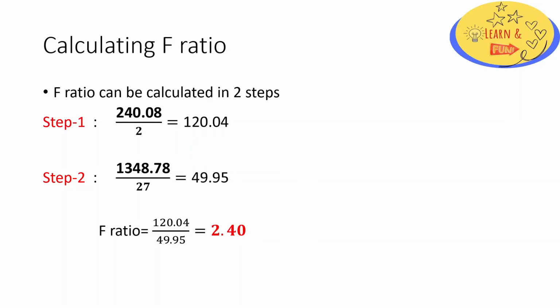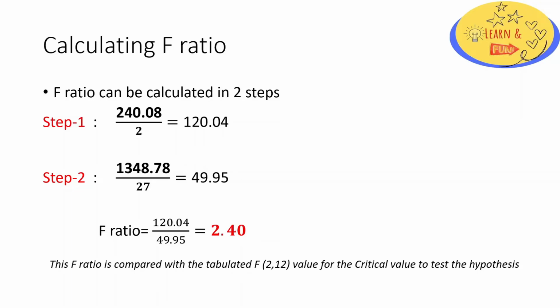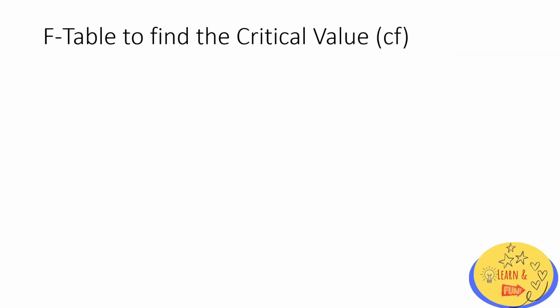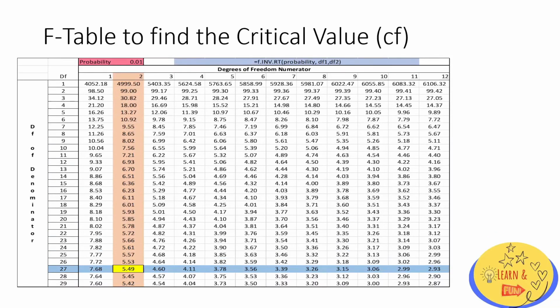How do we know whether this 2.4 is good enough for us to conclude that the groups are actually different? For that, we need to get the tabulated value, or critical value, you can call it, for the same degrees of freedom of numerator and denominator, 2 and 27. Today I'm going to tell you how to get your own F table in Excel. The formula is very simple. This is how I got my F table. Just write equal F.INV.RT. RT is the right tail, and the probability is very important. You need to tell Excel what the probability is.